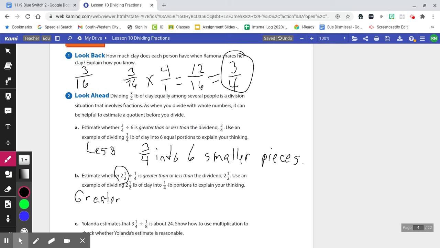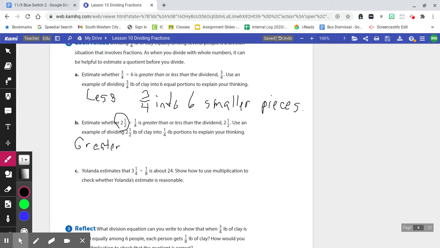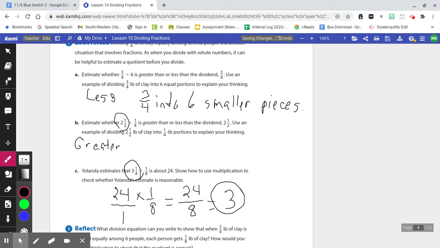And let's go ahead and do C. Yolanda estimates that 3 1/4 divided by 1/8 is about 24. Show how to use multiplication to check whether Yolanda's estimate is correct. So I want you to do 24 times 1/8. Stop the video and come back and check. So you should remember a whole number is the same as 24/1. I multiply straight across. I get 24 divided by 8, which is 3. And 3 is really close to 3 1/4, so I would say her estimate is correct.